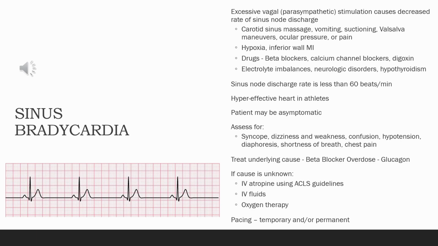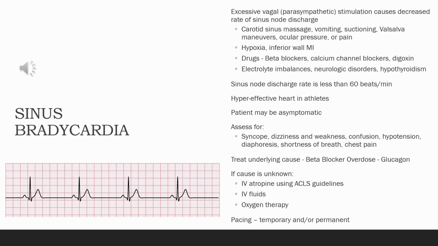Moving on to sinus bradycardia, which is a condition where the heart rate is less than 60 beats per minute due to a decreased sinoatrial node discharge. This rhythm can be completely normal in athletes and during sleep, but it can also be caused by excessive parasympathetic or vagal stimulation, or due to certain other pathological conditions. So first, let's talk about how we can identify sinus bradycardia on an ECG.